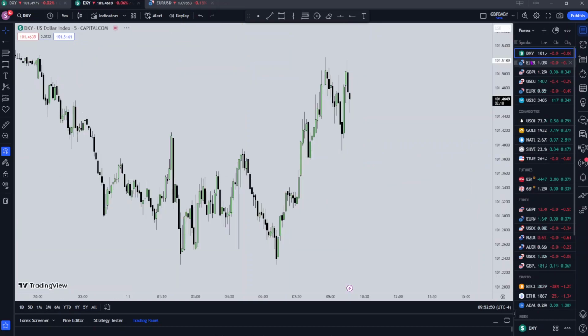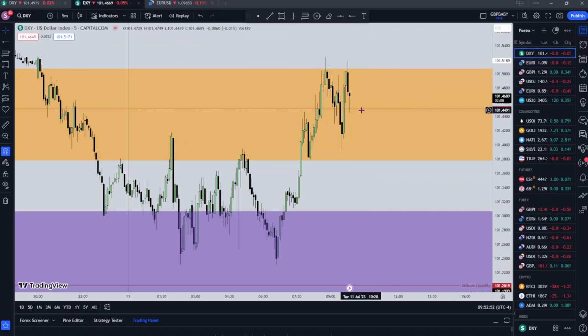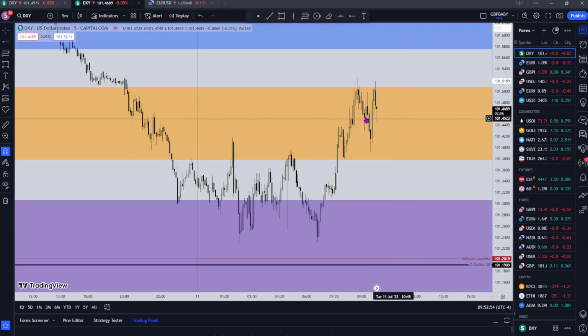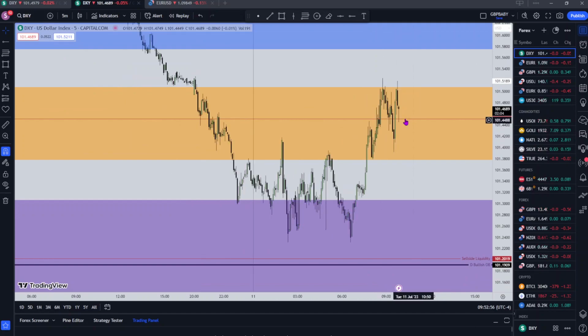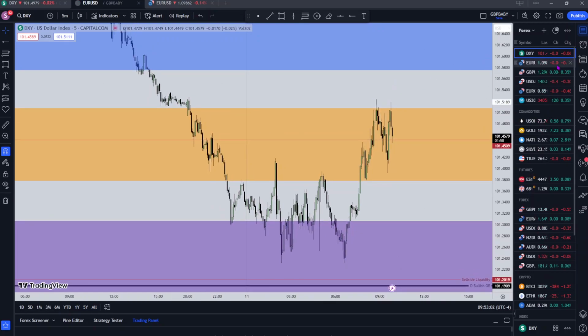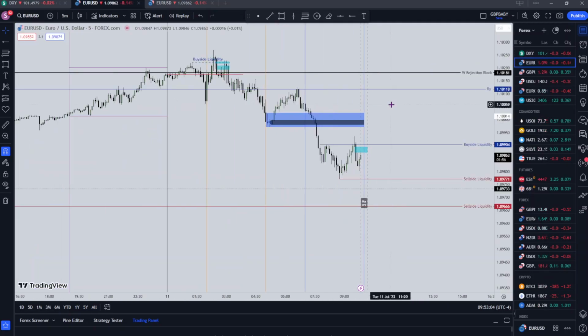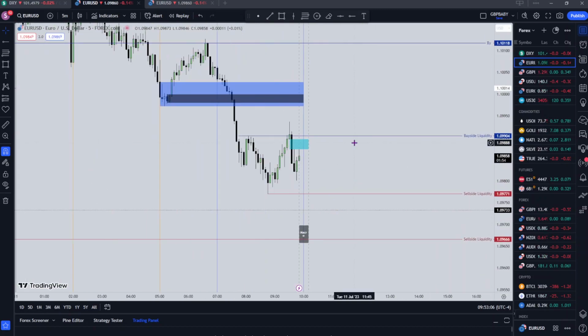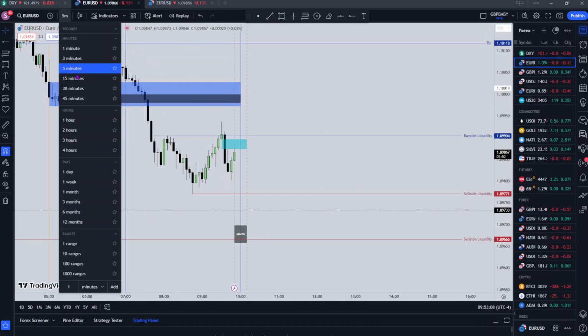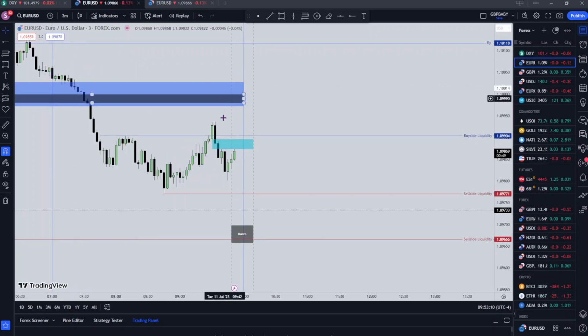But let's look at Dixie really quickly. Dixie's found support at the old swing low that was just taken earlier today. Well, last night even. But let's go on to Euro. And we'll drop down to a lower time frame and see if we can see a better entry.